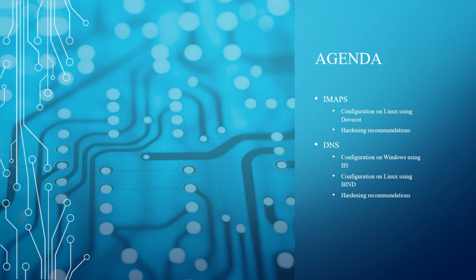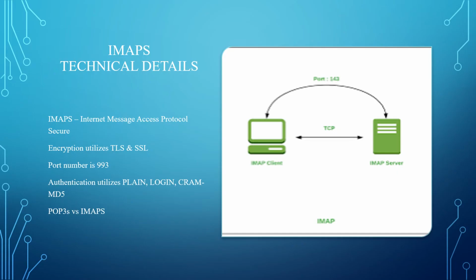Within this presentation, we will cover IMAPS configuration on Linux using Dovecot and hardening recommendations. As for DNS, we'll discuss configuration on Windows using IIS and on Linux using BIND, as well as hardening recommendations for both servers. First, let's talk about IMAPS.